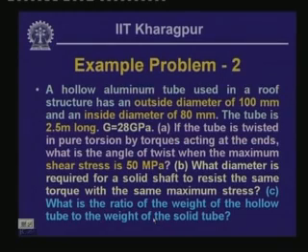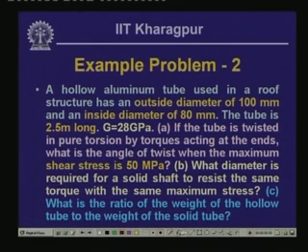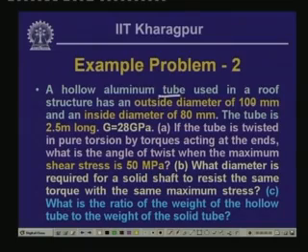Now, let us look into another example. Now, in this example we have a hollow aluminum tube. This is interesting. In fact, this is discussed in light of the problem which we have discussed today. It is a tubular section. So, we can make a comparison between a solid section and a tubular section. Now, a hollow aluminum tube used in a roof structure has an outside diameter of 100 millimeter and an inside diameter of 80 millimeter. The tube is 2.5 meter long. The shear modulus is given.